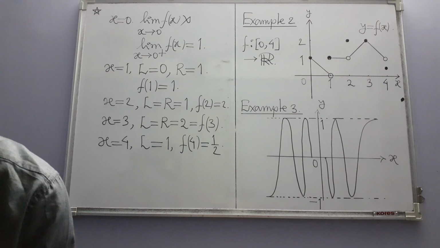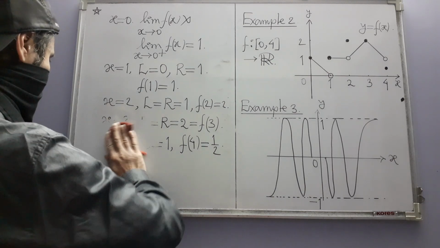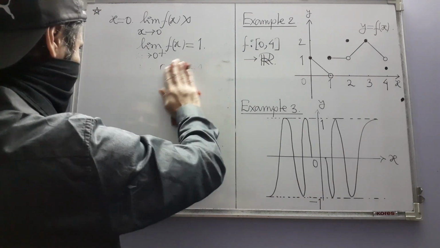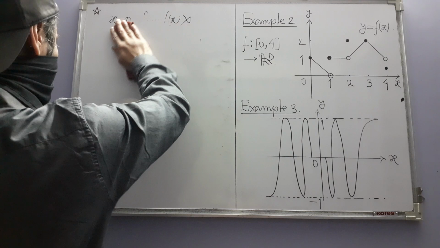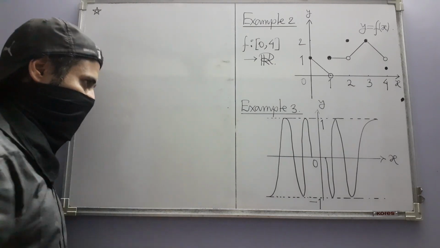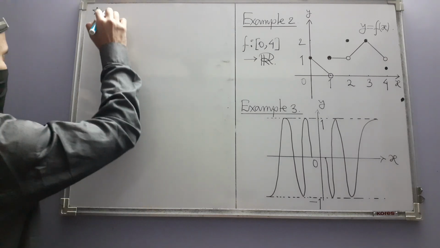So in example 3, we are looking at a function which has very wild behavior near 0, and the function is this.